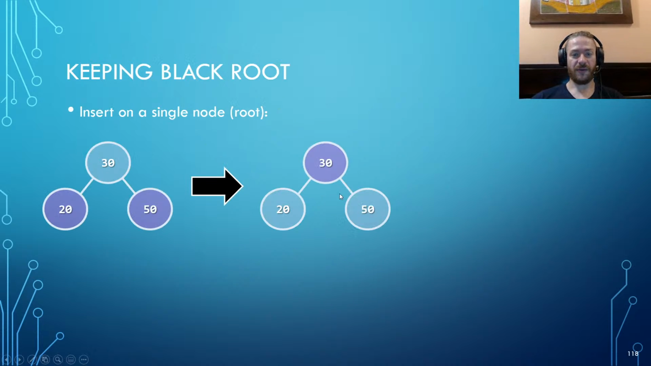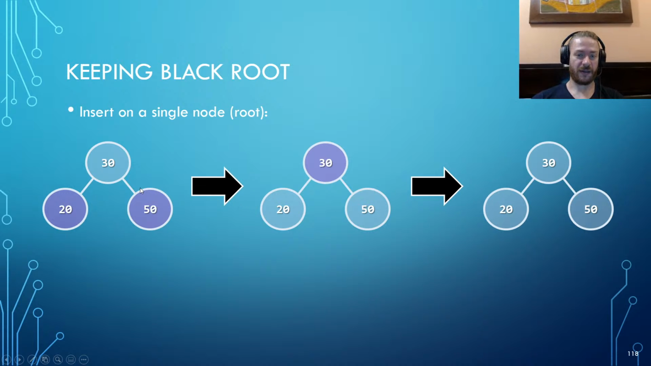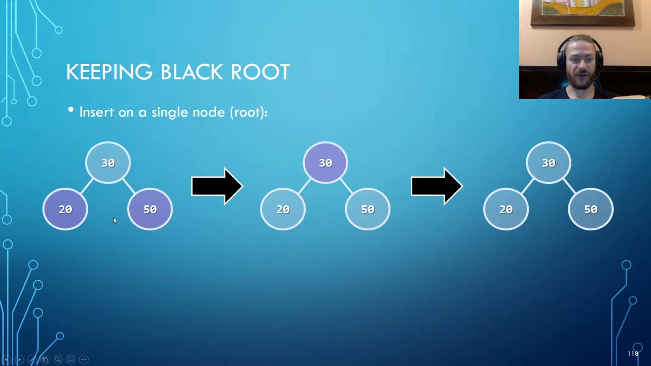To keep the root black, nothing special. When we add values and flip the colors with the algorithms we saw, we just need to check if that's the root, and make it black. That's it.